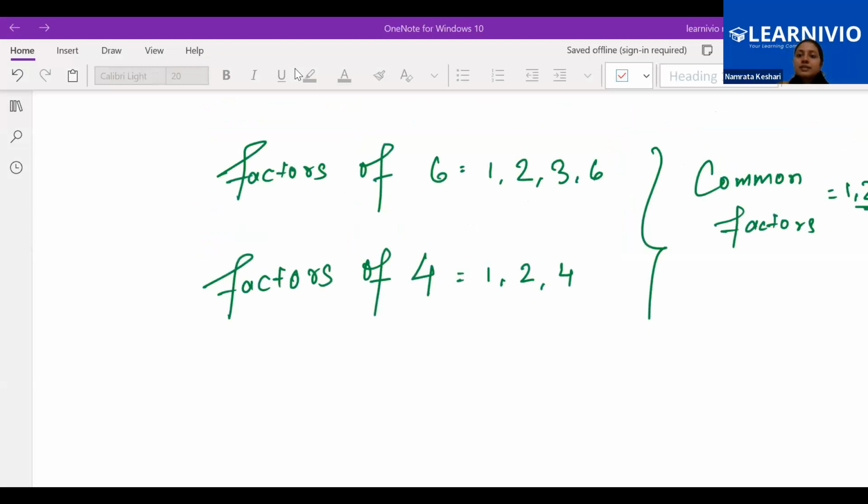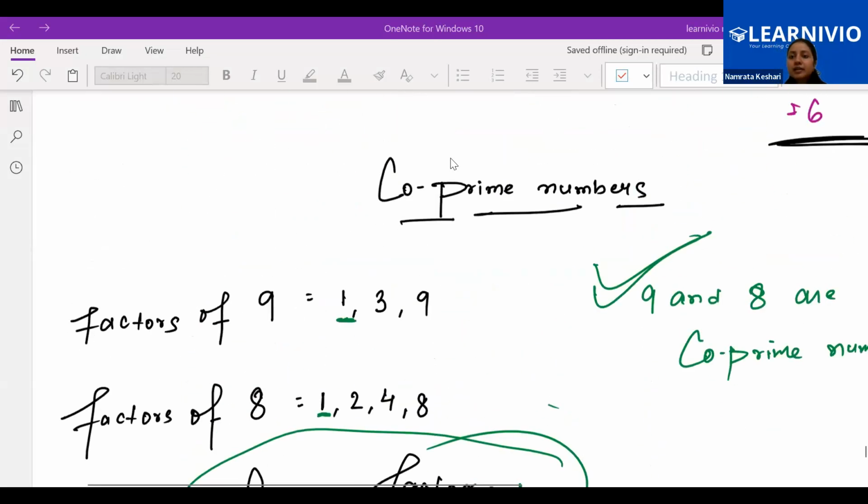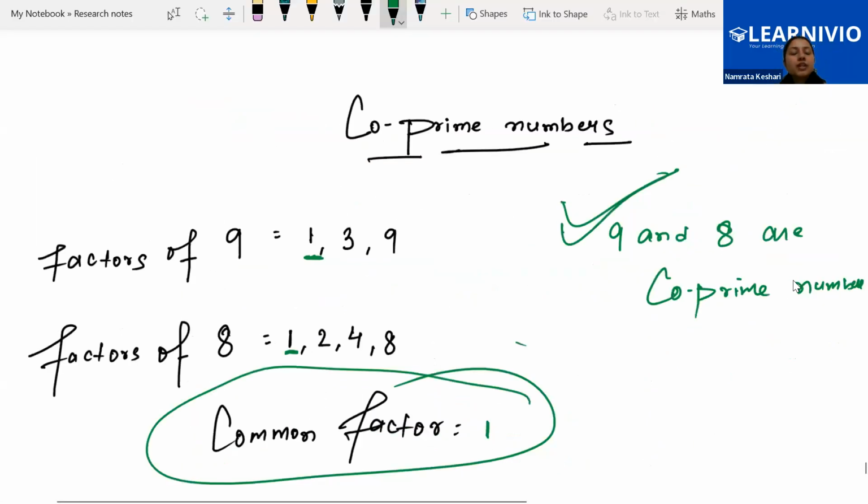Okay. So this is how we will be checking whether the given two numbers are co-prime numbers or not. Yes, Aisha, just now we have started the discussion of co-prime numbers. How will we check whether the given pair is a co-prime pair or not? What is the definition? We have taken two numbers, 9 and 8, and we are listing down the factors of 9 and the factors of 8.